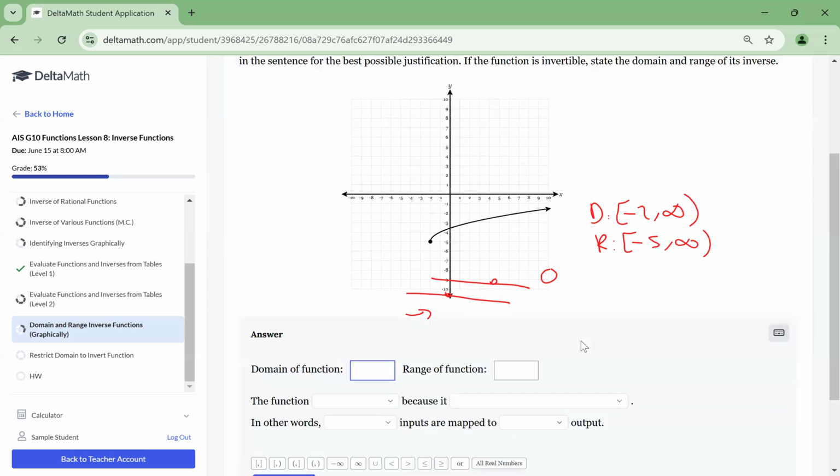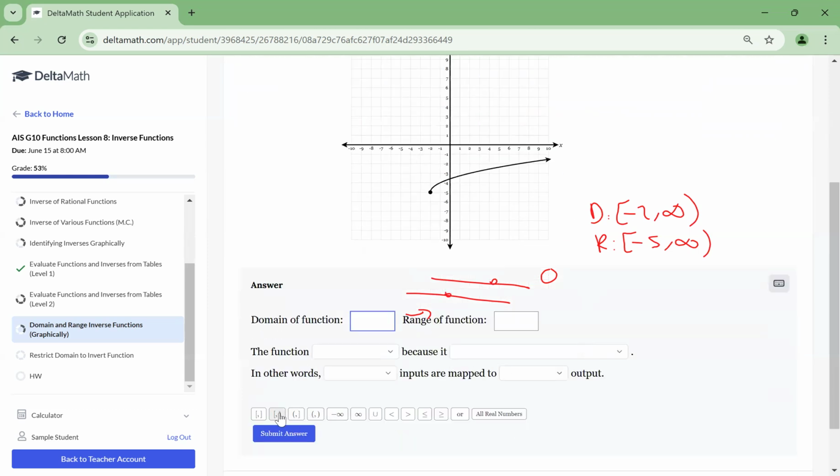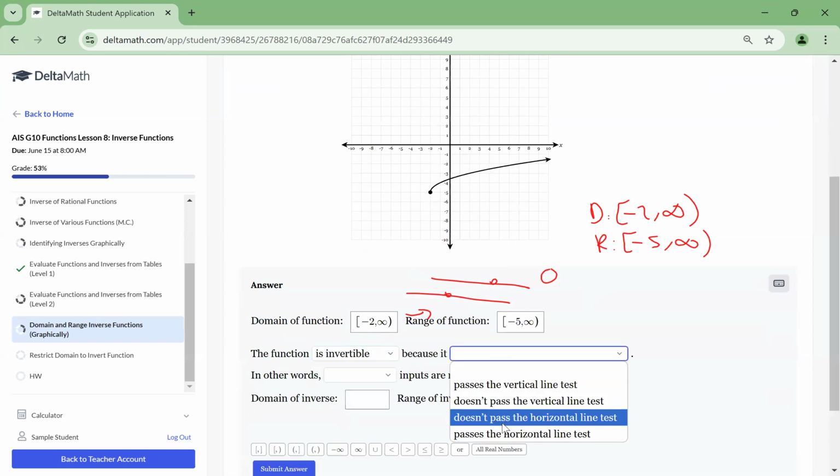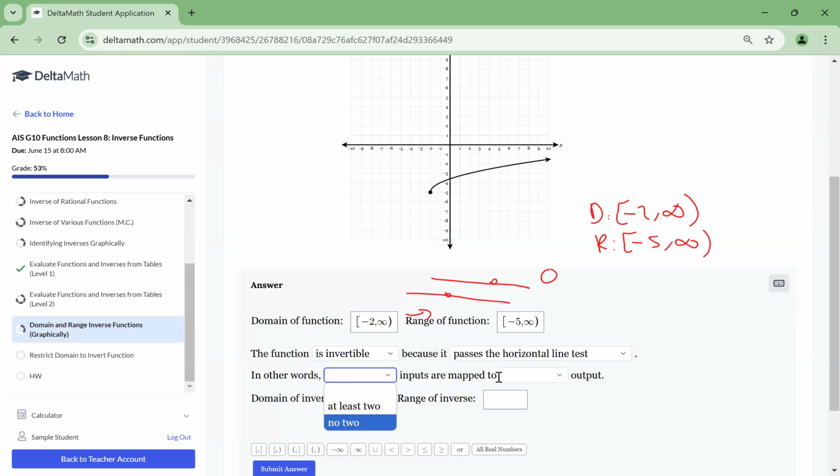So let's write these down. So I have this here, -2, comma, infinity. And here we have -5 and infinity. And the function is invertible because it passes the horizontal line test. In other words, no inputs are mapped to the same output.